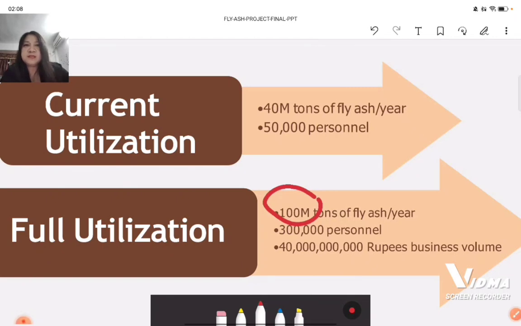Only 40 billion tons of fly ash are being used, requiring 50,000 personnel. If all of the 100 million tons of fly ash will be used, it will create employment for 300,000 personnel and a business volume of 40 billion rupees.